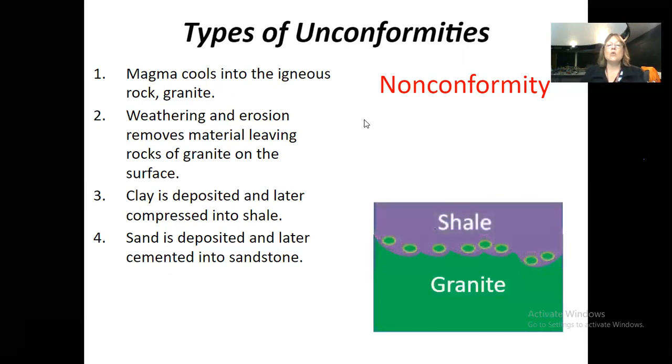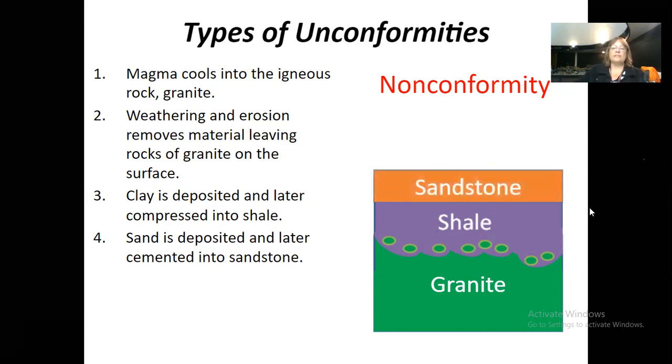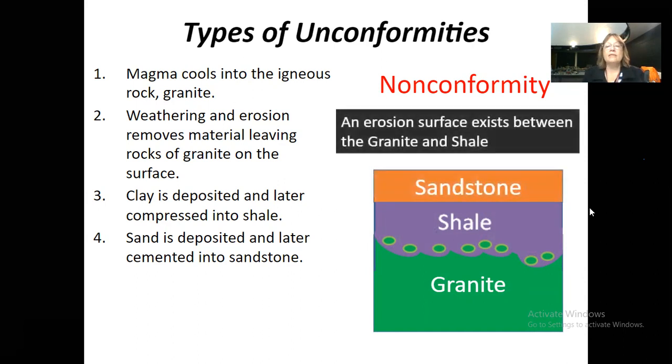That clay surrounds the granite fragments. That clay is then later compressed into shale. And then on top of the shale, we have a layer of sandstone. So here we have an erosion surface that exists between the granite and the shale. The granite is much, much older than the shale.